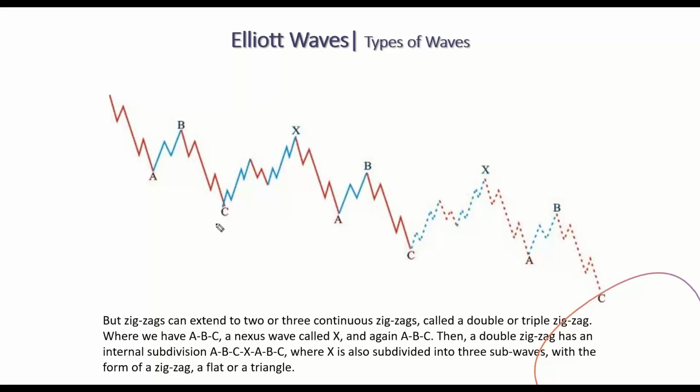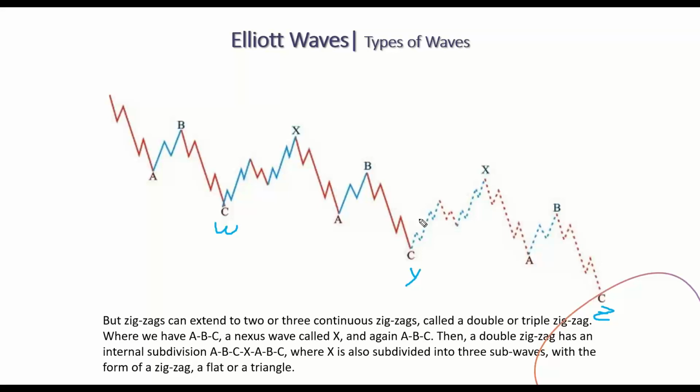We have 3 waves, called W. Then we have a connector called X. Then we have again 3 waves, called Y. Then a connector, X. And then we have the chance of another zigzag, called Z. And yes, you will see this a lot of times in financial markets. This will be your main labeling. You need to start really with this labeling, with zigzags.